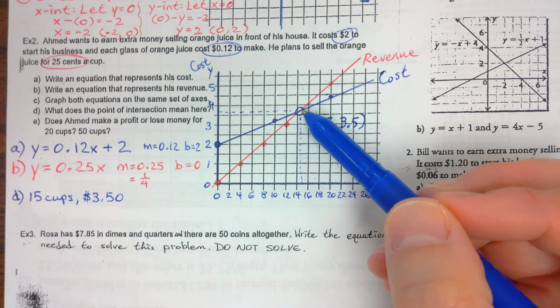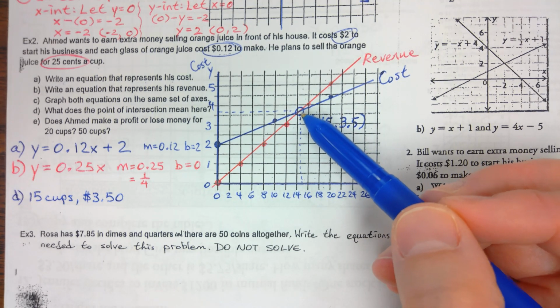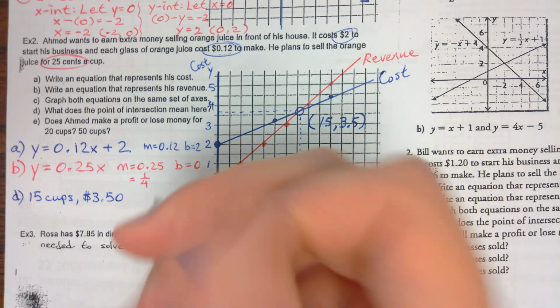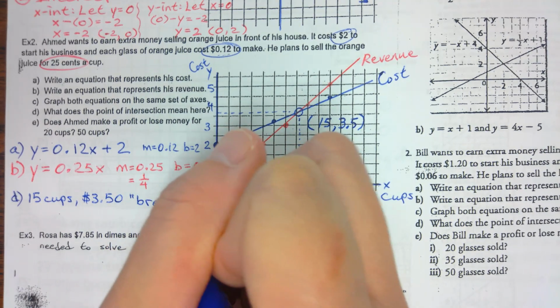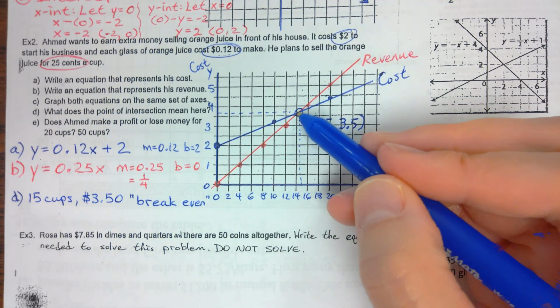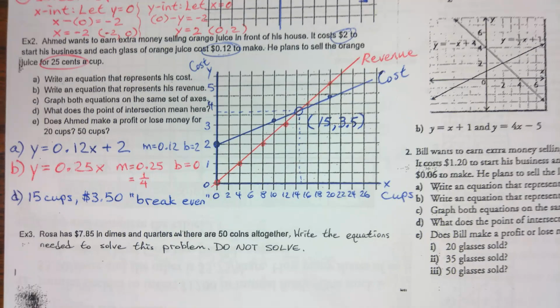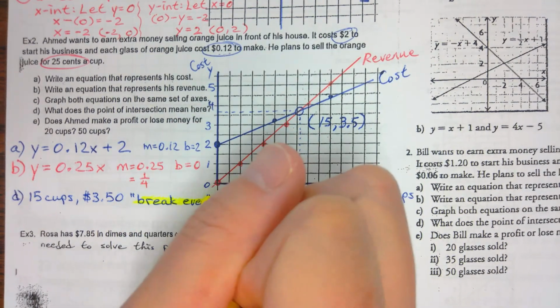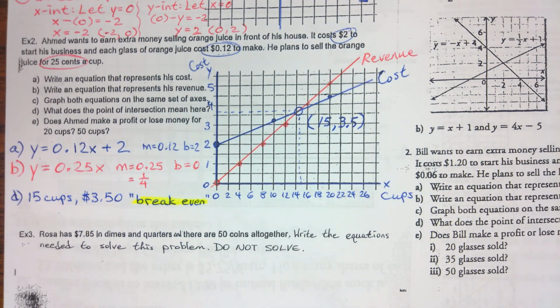Am I making money? Am I losing money? What's happening here? Sorry? Break even. Excellent. This is my break even point, which means I don't make money, I don't lose money, because your revenue and cost is the same. Okay, key word right here, break even. So keep that in mind. In your next assignment, you're gonna need to know this word.